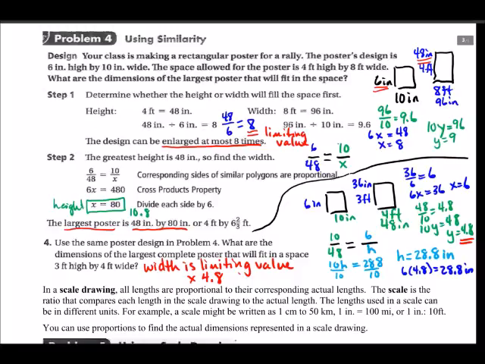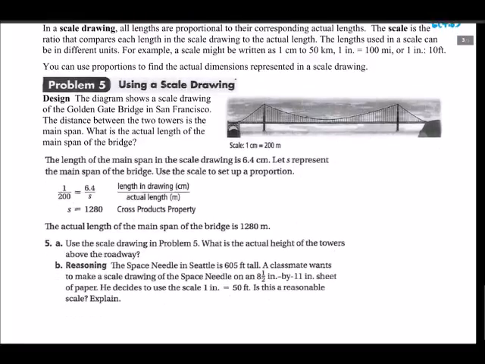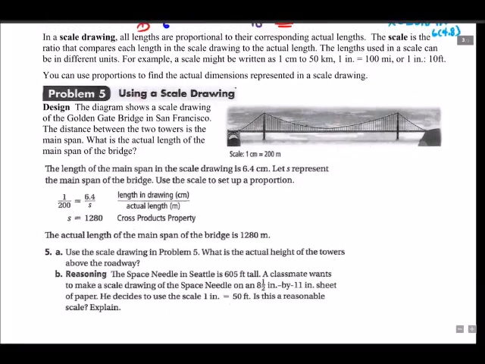So a couple of ways to do it. Once again, proportions are one of the most useful things that math has to offer us. So very exciting, very useful. Our final idea here are scale drawings. In a scale drawing, and this is definitely good stuff, your lengths are proportional to actual lengths.